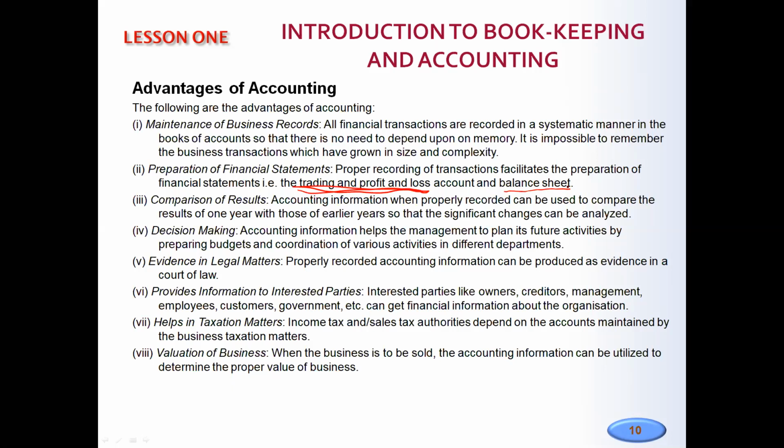Number 3, comparison of results. Accounting information helps you to compare results. Maybe year-on-year results from your company. You compare this year's record with last year's record, or it helps you to compare with companies in the same industry as you, so that you will be able to know whether you are doing well. Then there are industry set criteria. You can also compare your record to know whether you are doing well within the industry. Your accounting information helps you to achieve this.